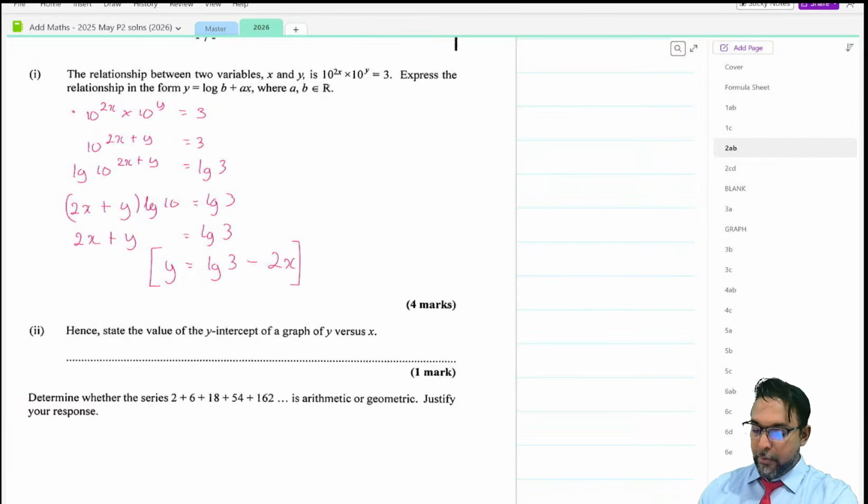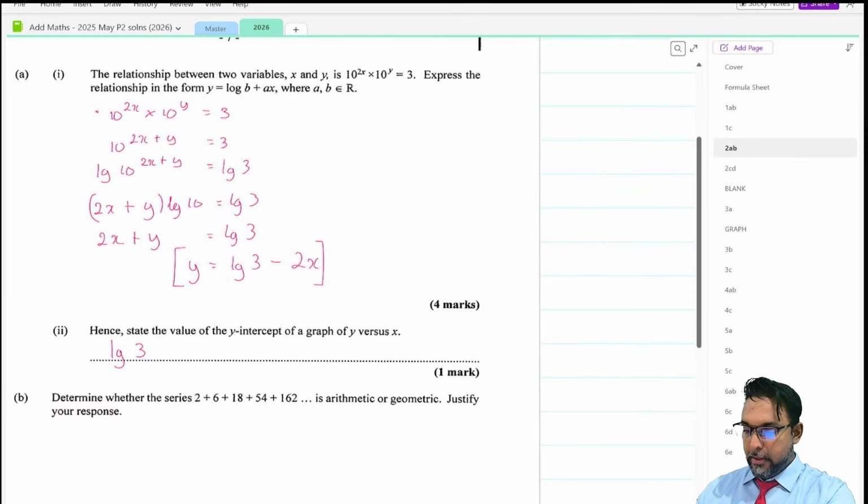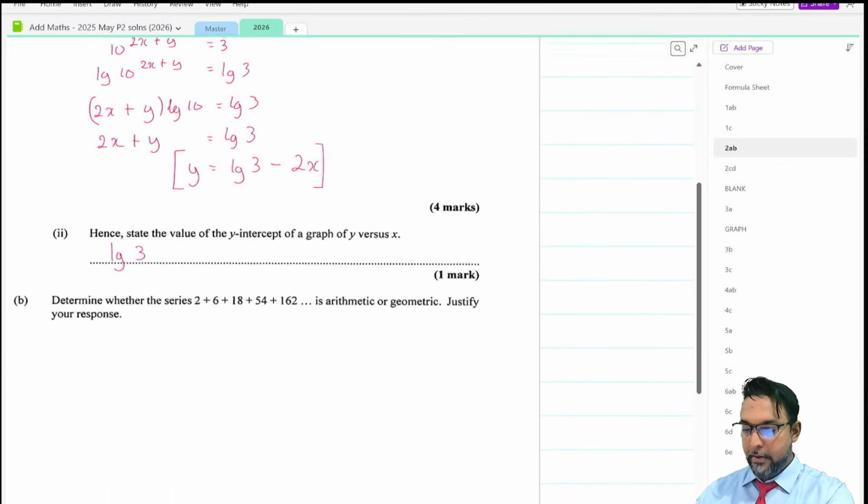Hence, state the value of the y-intercept. Right, so this should be the y-intercept here, log 3. Okay, next, a nice softball one here.